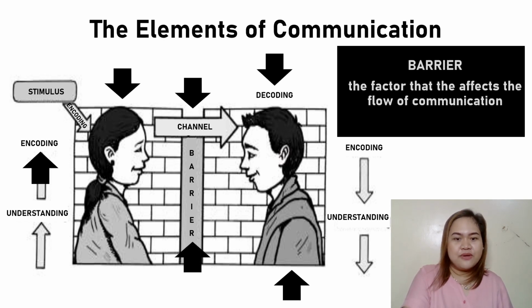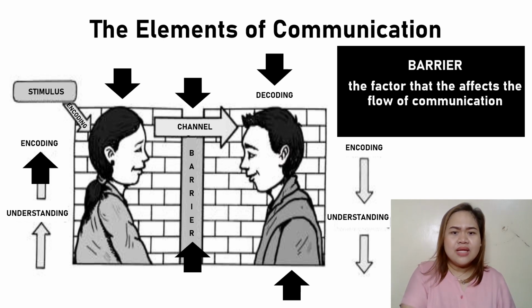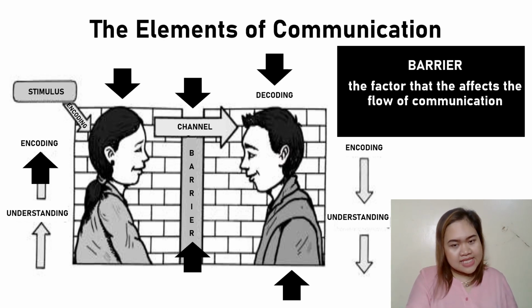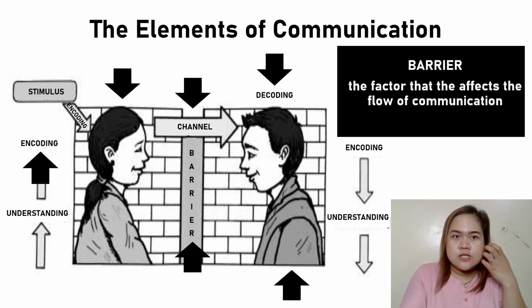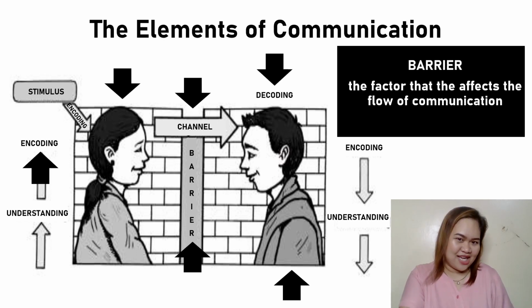And the last element of communication is barrier. The barrier is the factor that affects the flow of communication. There are lots of barriers in communication. This may be noise, which can be physical, psychological, semantic, and more. It can also be your lack of confidence. It can also be because of time pressure. And those are the elements of communication. I hope you remember them because they are needed when we discuss the process of communication.